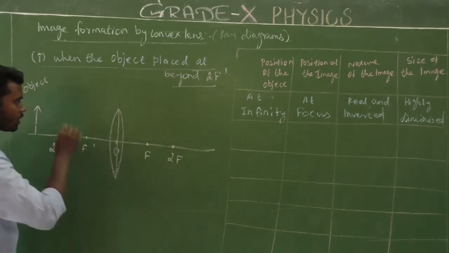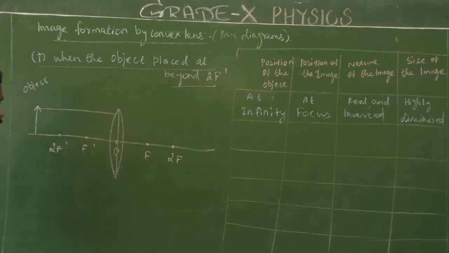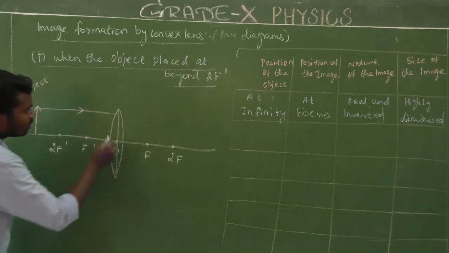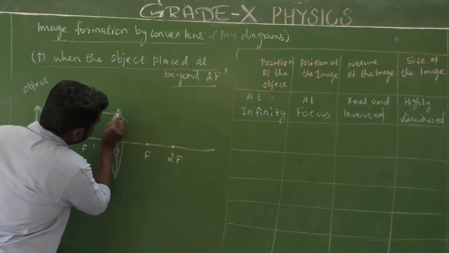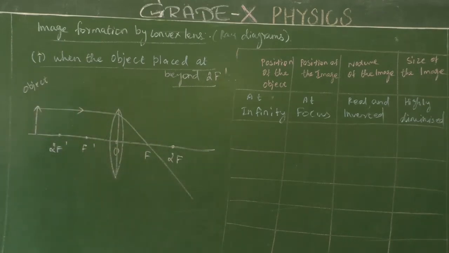Consider a ray which is parallel to the principal axis, like this. So what will happen next? If a ray of light is parallel to the principal axis, it will pass through its focus. That is the rule, already we know the rule clearly. It will pass through its focus, like this.